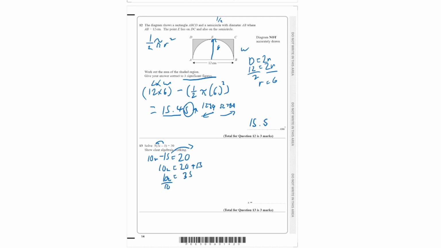Then we divide both sides by 10. This cancels out. And when dividing by 10, we move the decimal to the left by 1. So x is simply 3.5.